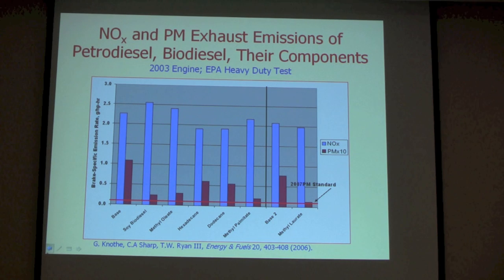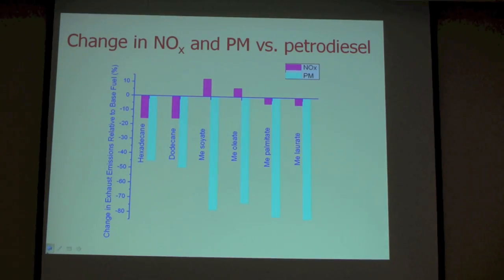Next slide, please. So if you do it in terms of percentages, if you set the petroleum diesel to 0 and relate the other fuels to the petroleum diesel, you see the effect of the methyl soyate and the methyl oleate, the slight increase on the NOx. You'll see that the oleate actually did better than the soyate.